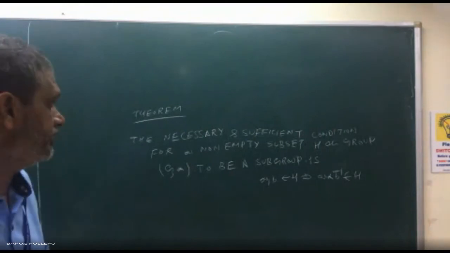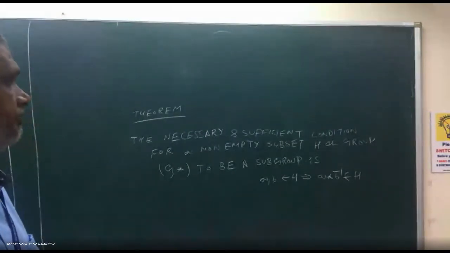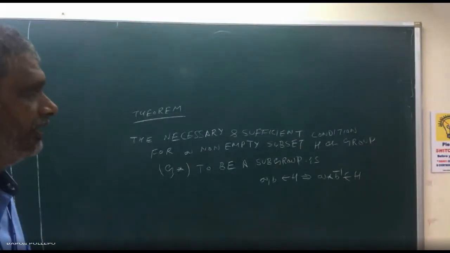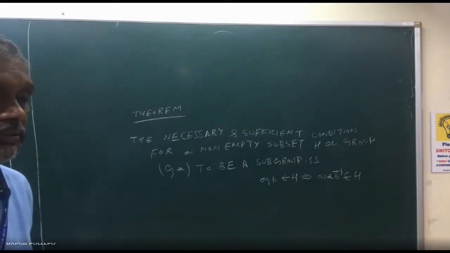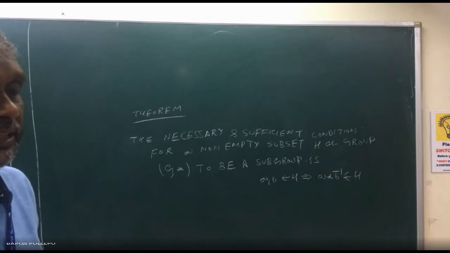The necessary and sufficient condition for a non-empty subset H of a group G, star, to be a subgroup is: A, B belongs to H implies A star B inverse also belongs to H. Necessary and sufficient condition means what? If and only if. If this is true, that is true. If that is true, you have to come back. Both sides you have to prove. That is called the if and only if condition, necessary and sufficient.